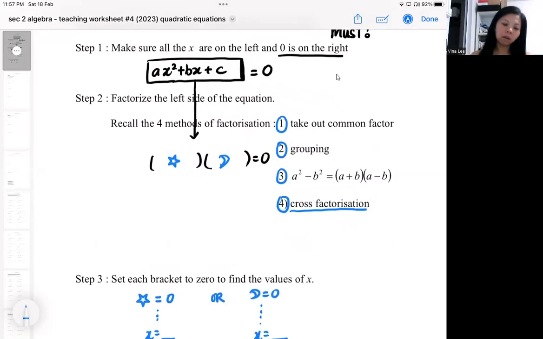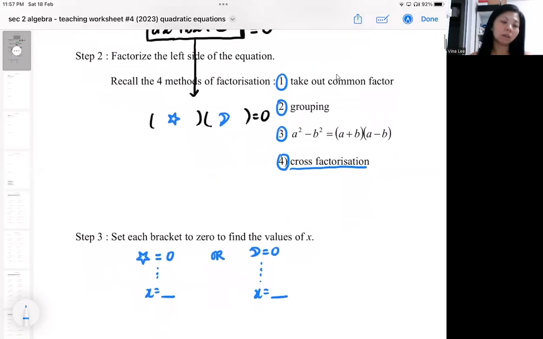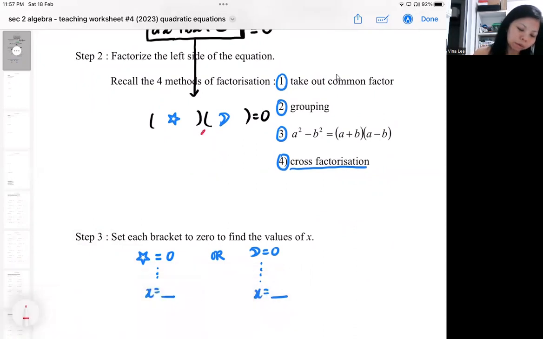If you are thinking, why must it be a 0? If any one of you is thinking that, if you can accept the explanation, you accept. If you think that's going to confuse you, you ignore this explanation. So why must it be a 0? When we have two brackets, it is like a product. So something times something equals 0.